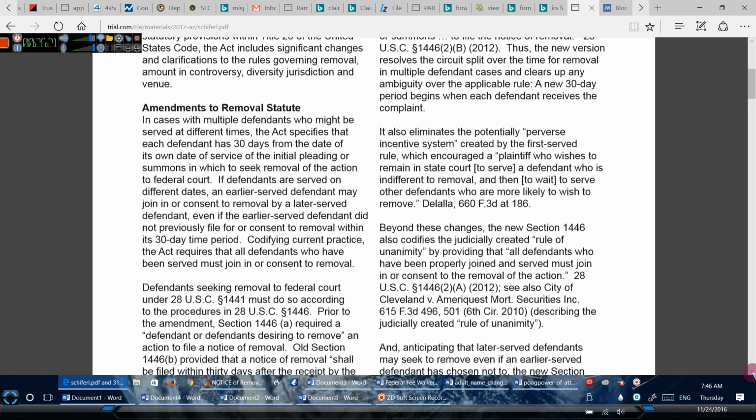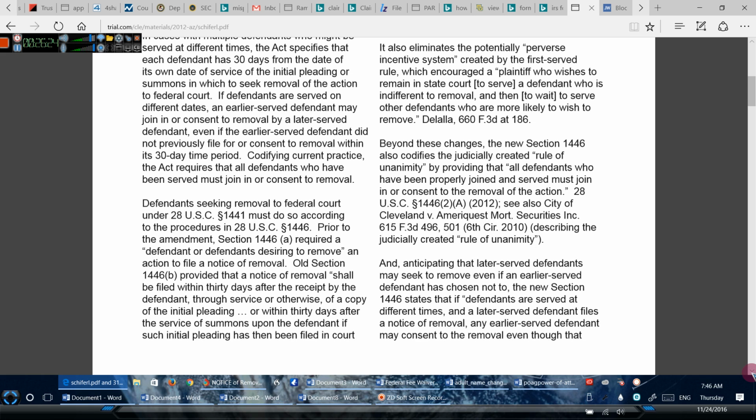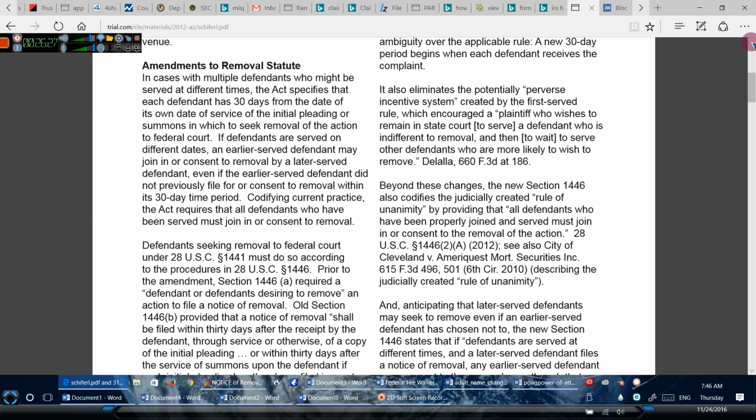Look, amount in controversy, rules governing removal, amendments to removal statute. Let's see, because one court said, well, he can't remove it because it's not a state action, this was a bankruptcy court action, and blah, blah, blah. Let's see if the rules allow that, because I'm certain they do, because I've done it. In cases of multiple defendants who might be served at different times, the Act specifies that each defendant has 30 days from the date of its own service of the initial pleading or summons in which to seek removal of the action in federal court. If the defendants are served on different dates, an earlier served defendant may join in or consent to removal by a later served defendant, even if the earlier served defendant did not previously file for or consent to the removal within the 30 day time period.